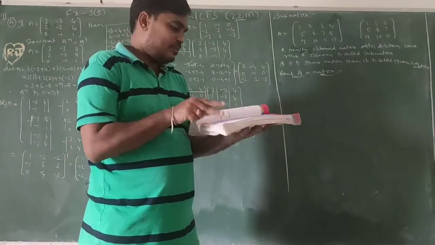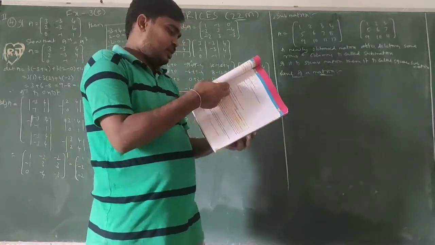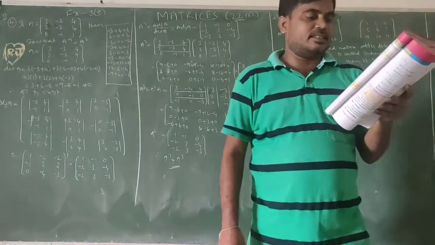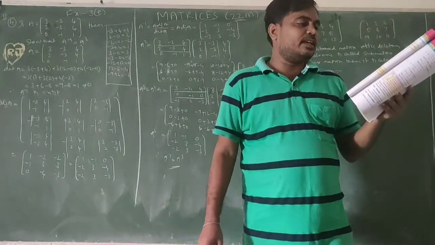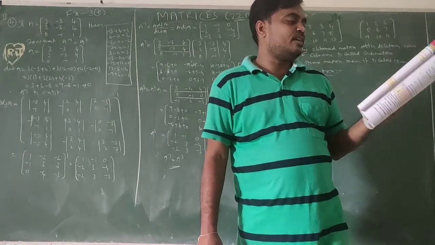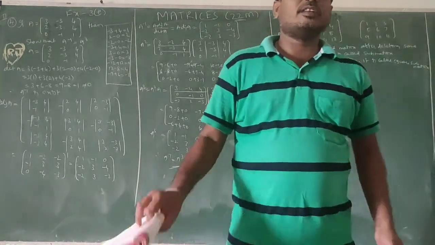So here, I will tell you again. Let A be a non-zero matrix. Any matrix we are taking, the rank of a matrix is defined as the maximum of the orders of non-singular square submatrices.